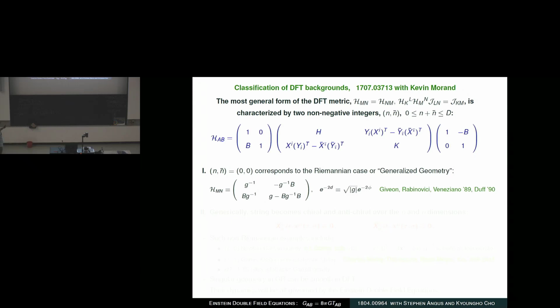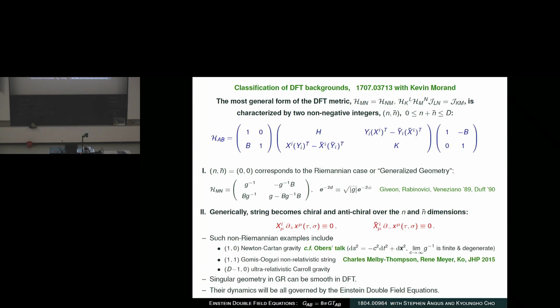Then generically for non-trivial n, m bar, as I will show in the next slides, the string becomes automatically chiral over the n dimensions and anti-chiral over the m bar dimensions. I call such a background, non-trivial n, m bar, a non-Riemannian geometry because what should be the inverse of the Riemannian metric is now degenerate. So you cannot associate any Riemannian metric even locally.